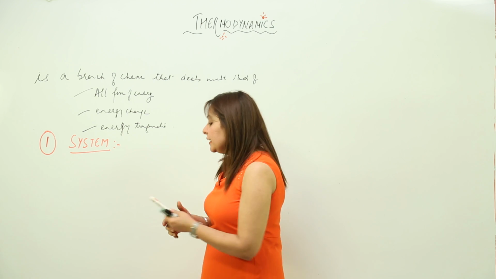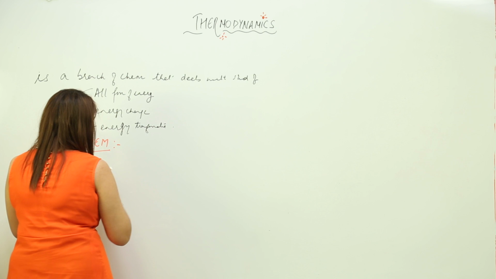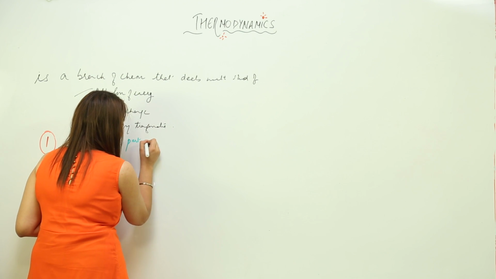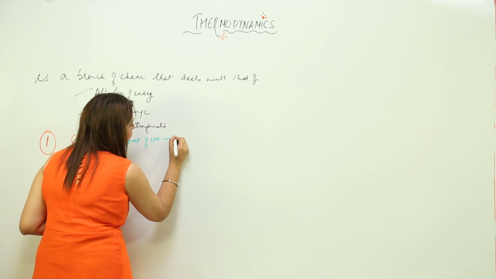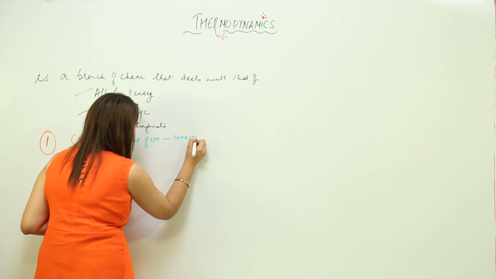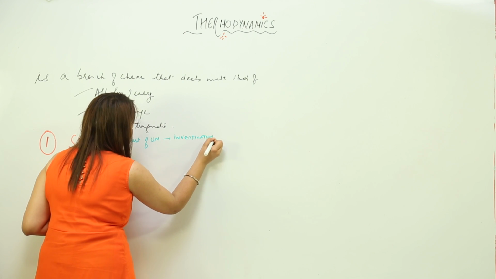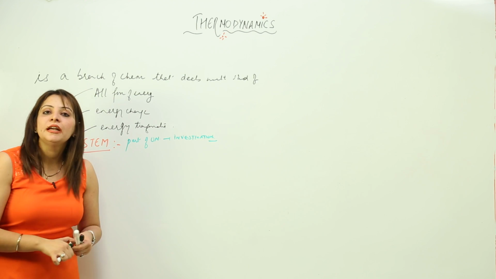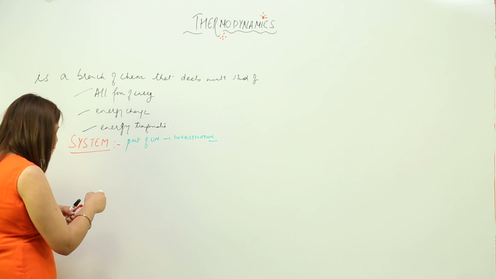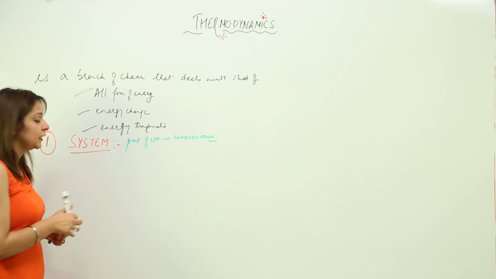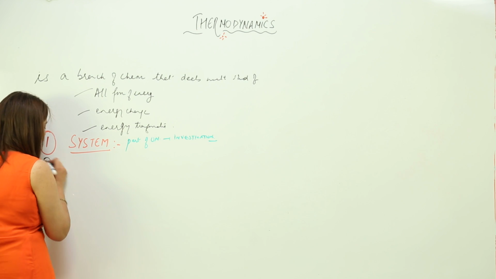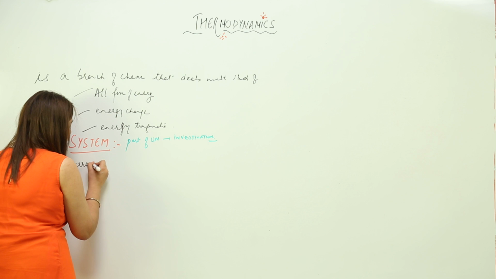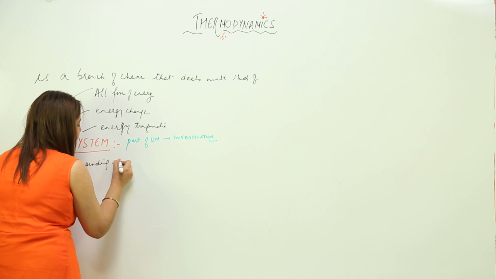So system is a part of the universe which is under investigation, which we are going to observe. Apart from the system, everything which is around it is the surrounding. Apart from the system, everything that is present is surrounding.